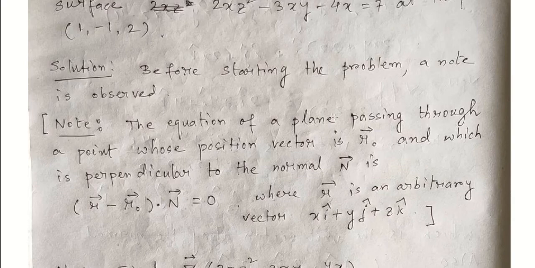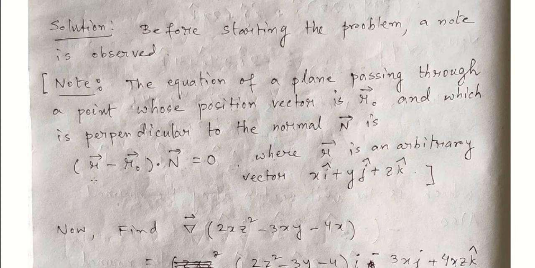So now before starting this problem, you have to remember this equation: (r − r0) · n = 0. Just simply, step by step, remember this one. This formula is nothing but the tangent plane formula, where r is any arbitrary vector, that is, we can just consider r as xi + yj + zk.